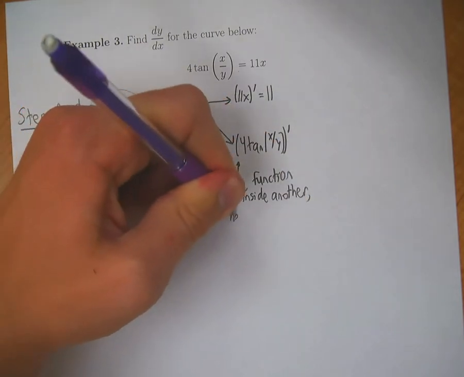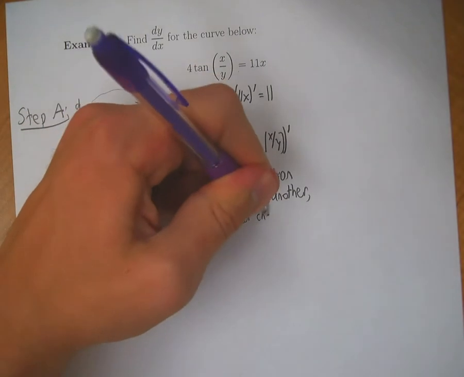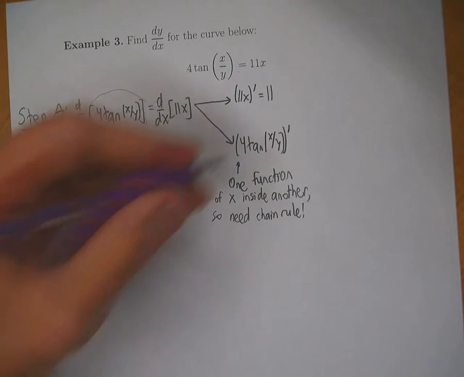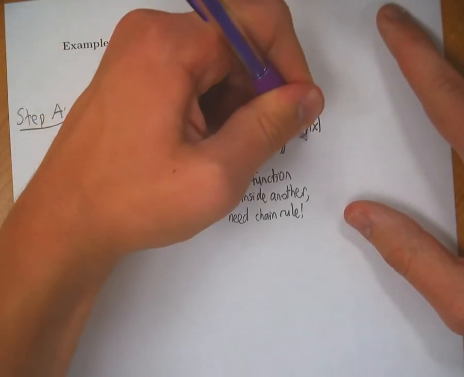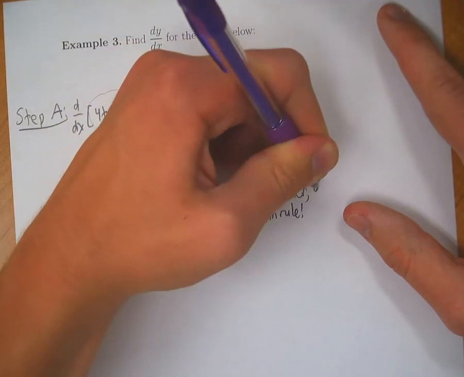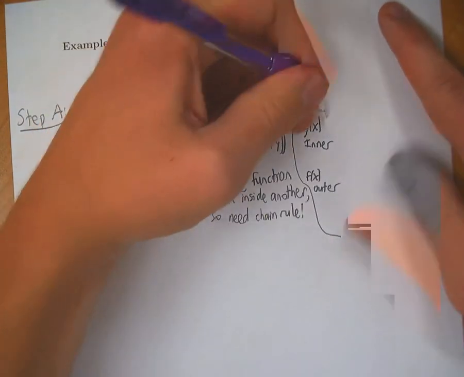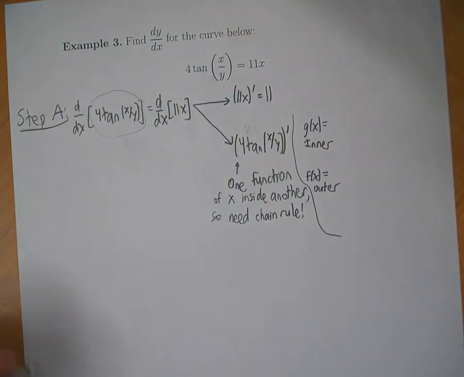As a result of this, we're going to need to use what rule? What derivative rule? Chain rule. Good. So let's go ahead and let g of x be the inner function, and f of x be the outer function. If we were to identify our inner and outer functions in this situation, what would they be here?